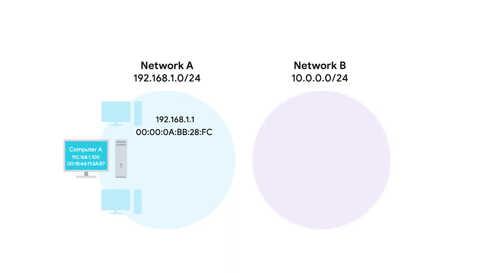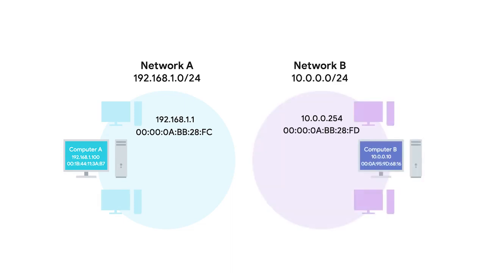Let's imagine a router connected to two networks. We'll call the first network, Network A, and give it an address space of 192.168.1.0/24. We'll call the second network, Network B, and give it an address space of 10.0.0.0/24. The router has an interface on each network. On Network A, it has an IP of 192.168.1.1, and on Network B, it has an IP of 10.0.0.254. Remember, IP addresses belong to networks, not individual nodes on a network.